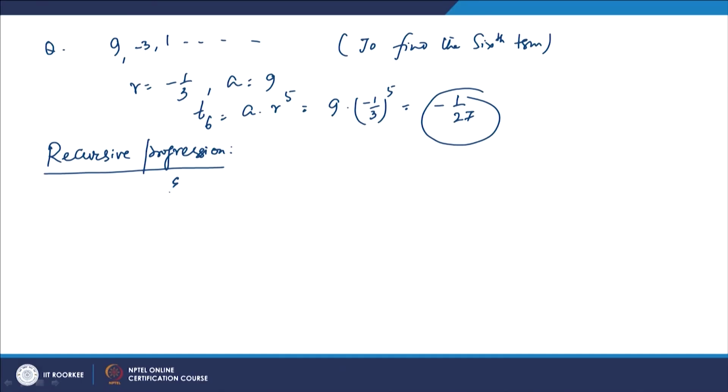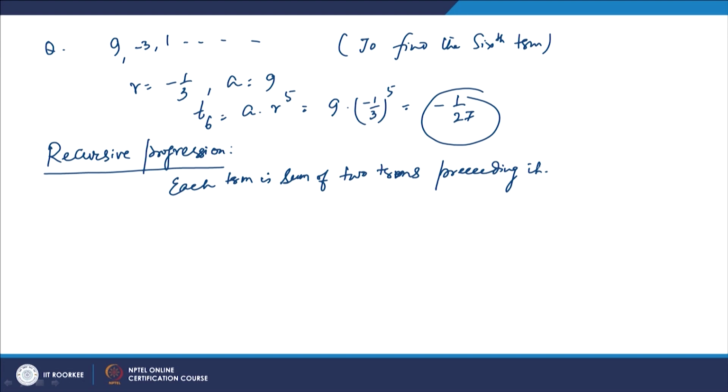There is another type of progression which is also very common and very popular, and that progression is known as the recursive progression. In the recursive progression, the third term is the sum of the first two terms, the first term and the second term. So here, each term is the sum of the two terms preceding it.